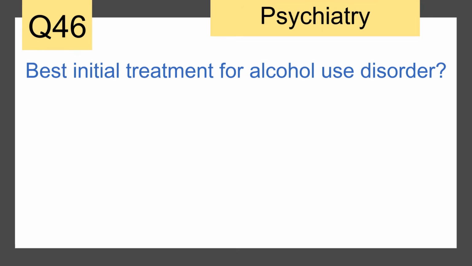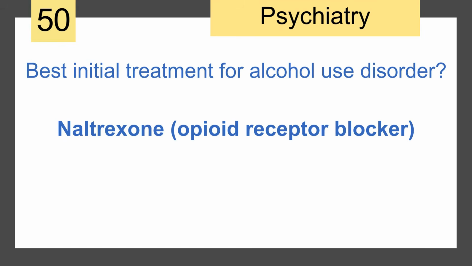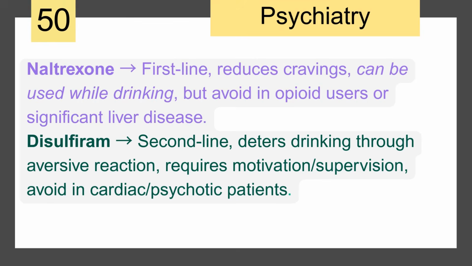So what's the best initial treatment for alcohol use disorder? Naltrexone, an opioid receptor blocker. Naltrexone is first line. It reduces cravings and it can be used while drinking, but we avoid this in opioid users or significant liver disease. You could look at disulfiram, which we don't use as much because we don't give this while the patient is actively drinking. So it's much safer to go with naltrexone.